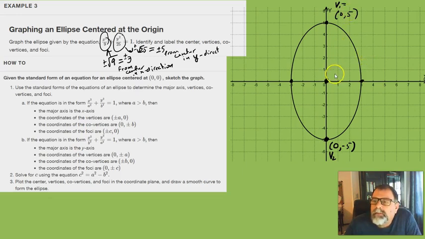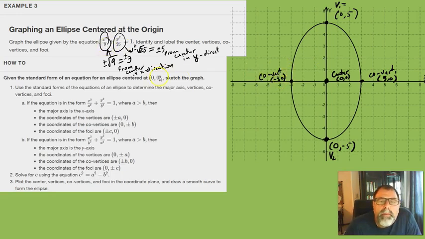So that's the vertex, here's the center, which is 0, 0. This is the co-vertex. So that's 3, 0. The other co-vertex, negative 3, 0. And then foci, so now we have to do a little math here.